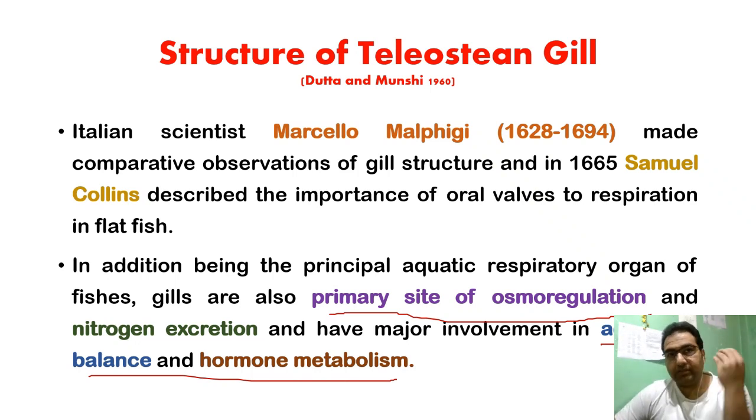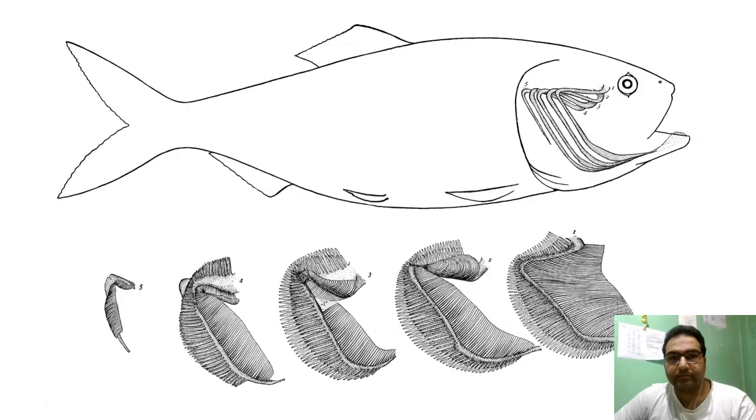So these are the four most important functions. Number one is respiration, number two is osmoregulation, number three is acid base balance, and then hormone metabolism. These four things are associated with the gills. Maintenance of salt concentration in marine fishes is also one of the important features of the gill, but we shall not be discussing it at length. We shall be directly discussing the structure of the Teleostean gill.